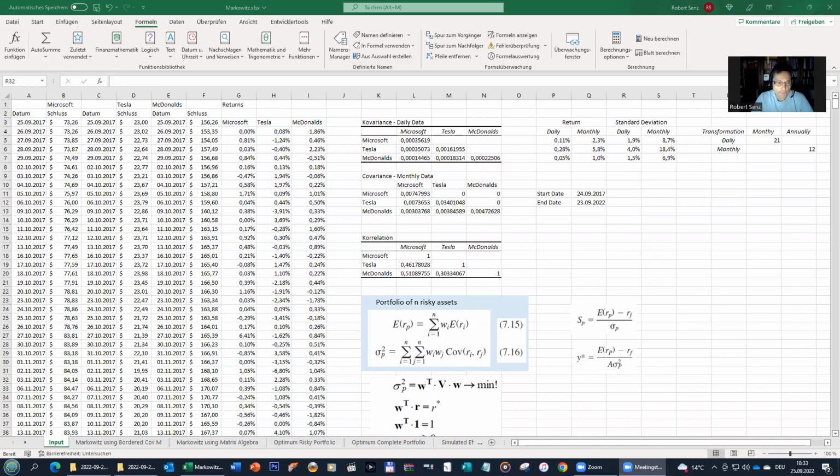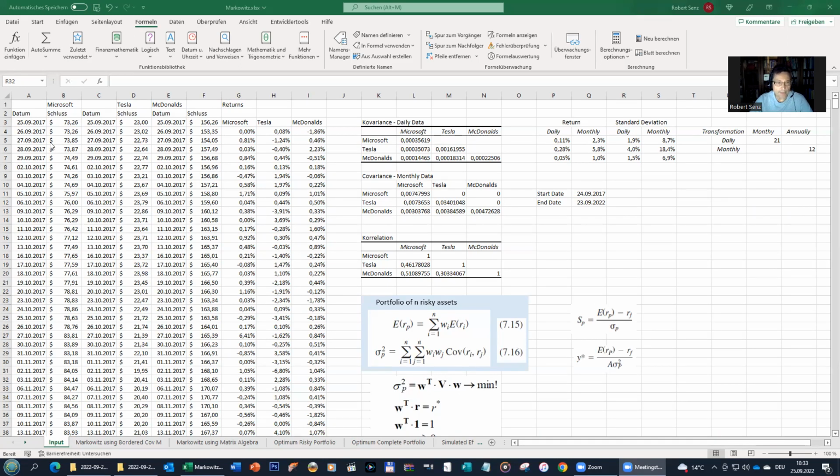So I put together a spreadsheet called Markowitz, and it has calculations showing you how to do all these relevant calculations for the optimum complete portfolio, optimum risky portfolio, and also calculating the efficient frontier. And yeah, so I would say let's jump into it.